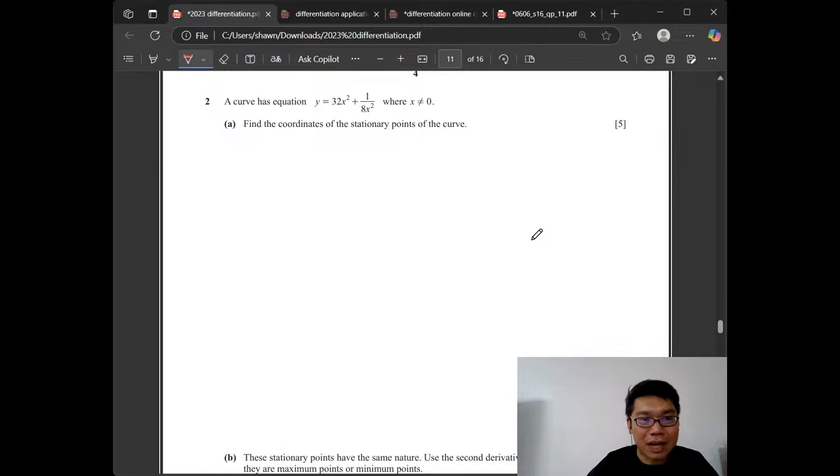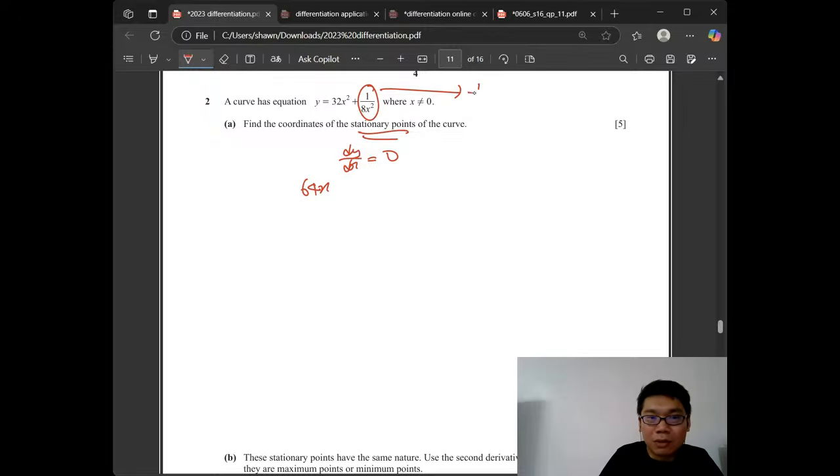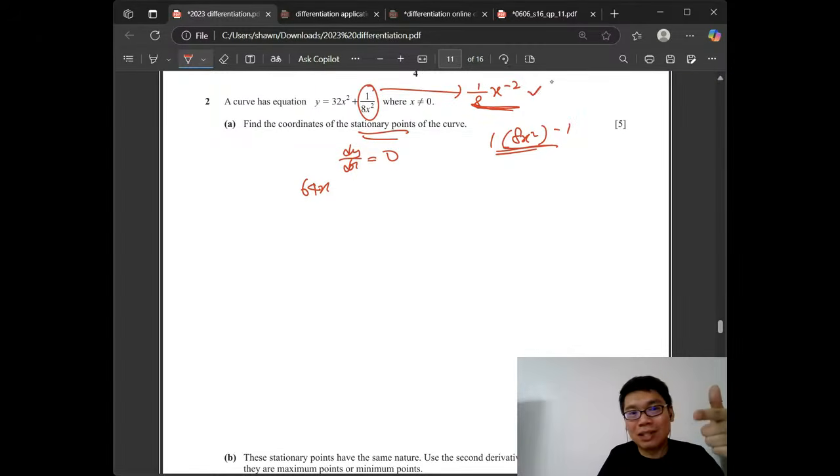Okay. So this question asks you to find the coordinates of the stationary point. So stationary point means dy/dx equals 0. So it's just 64x. Remember here, be extra careful. When you do rearrangement, we only put the x power 2 up and it becomes x power minus 2. You shouldn't make the 8 go up. If you want to make the denominator go up, it will be this. You do this or this. Of course, this is the easier one.